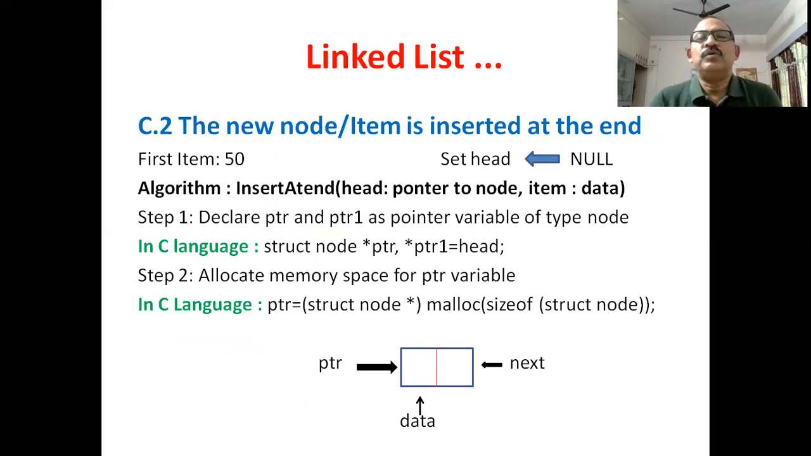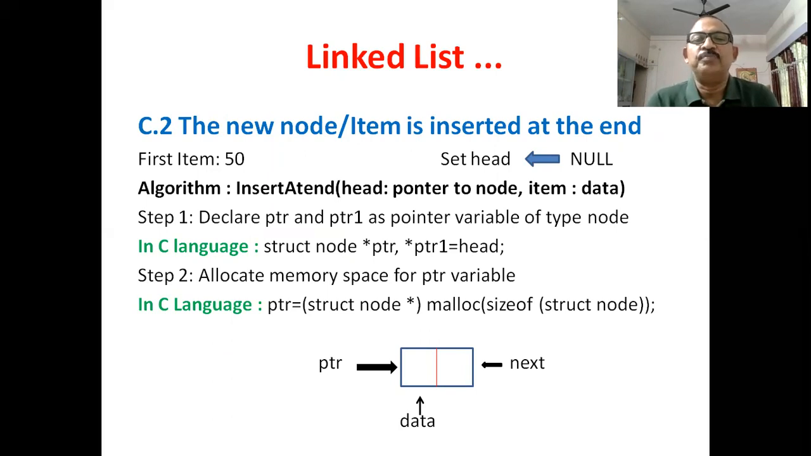Suppose the new node item is inserted at the end. Here in this case we want to insert an item at the end of a linked list. The name of the algorithm is insert at end. It takes two parameters, one is the head and the next is the item. Suppose the first item is 50, and at this time there is no linked list, so head is equal to null. What is step 1?